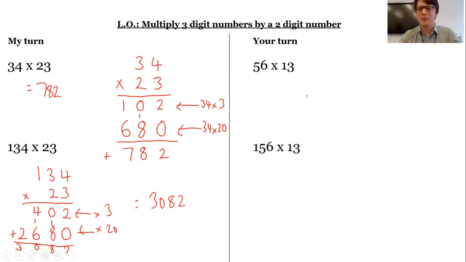So your turn now, pause the video, have a go at these 2, really think carefully about your placeholders, make sure you're putting this bit in if you're stuck at all, so you're really thinking about what is going on. Pause the video, unpause when you're ready for the answer.